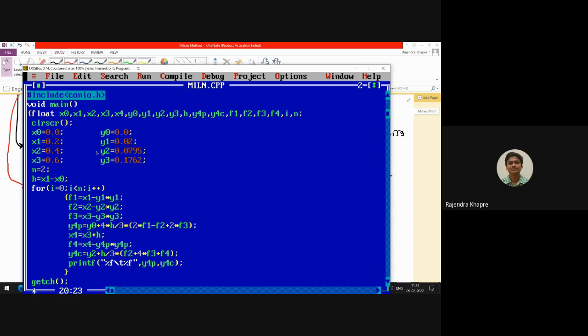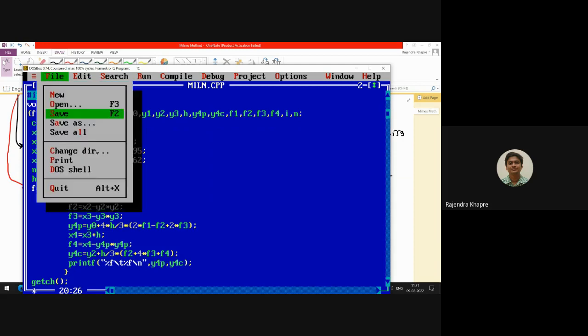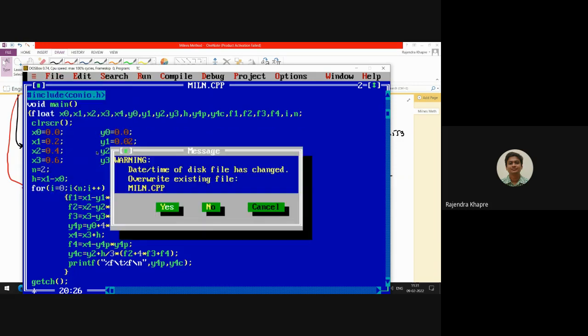Let me put a slash n over here so that the second cycle output will be on the second line. So if I execute this, let me save this first.